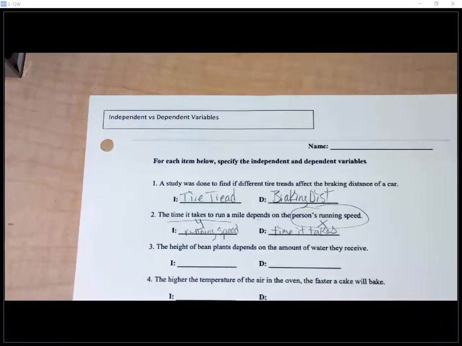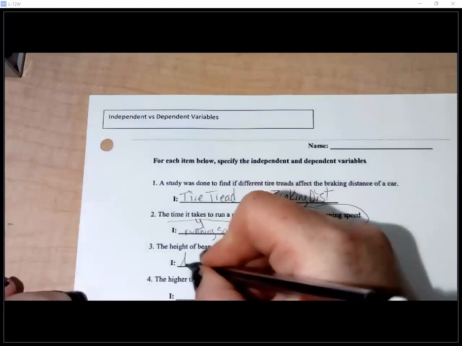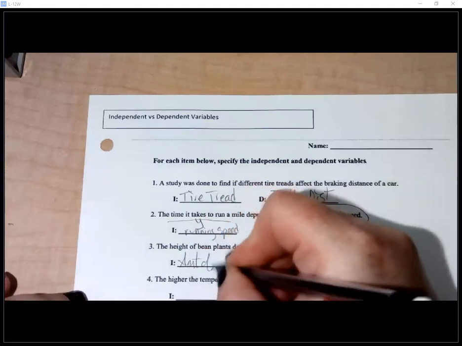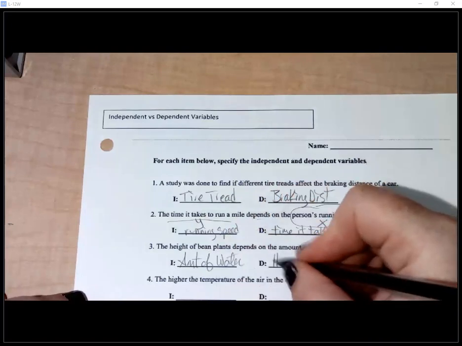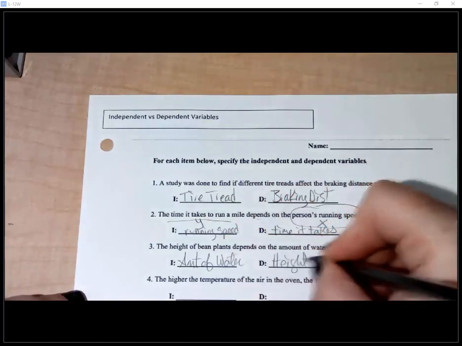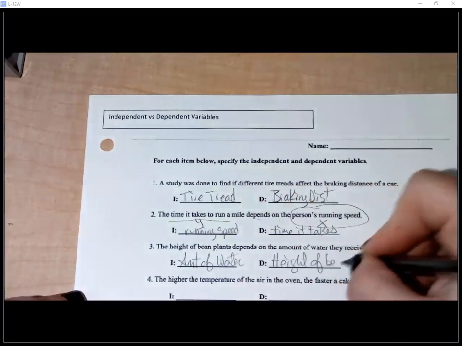Okay, what's my independent variable? Jake? The amount of water. You got it. Amount of water. And so naturally the dependent must be the height of the bean plants.